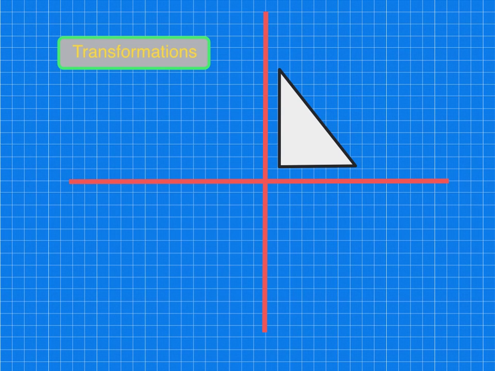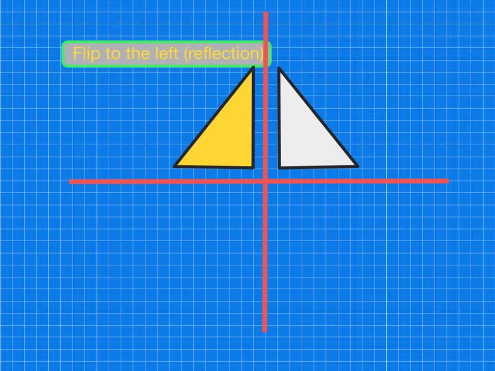Hello, we're having a quick look at transformations. Here I've drawn a triangle, and it's a right-angled triangle on an axis. Along this line, the horizontal line, is my x-axis, and the vertical axis going up and down here is my y-axis. And we're going to make some transformations of our right-angled triangle.